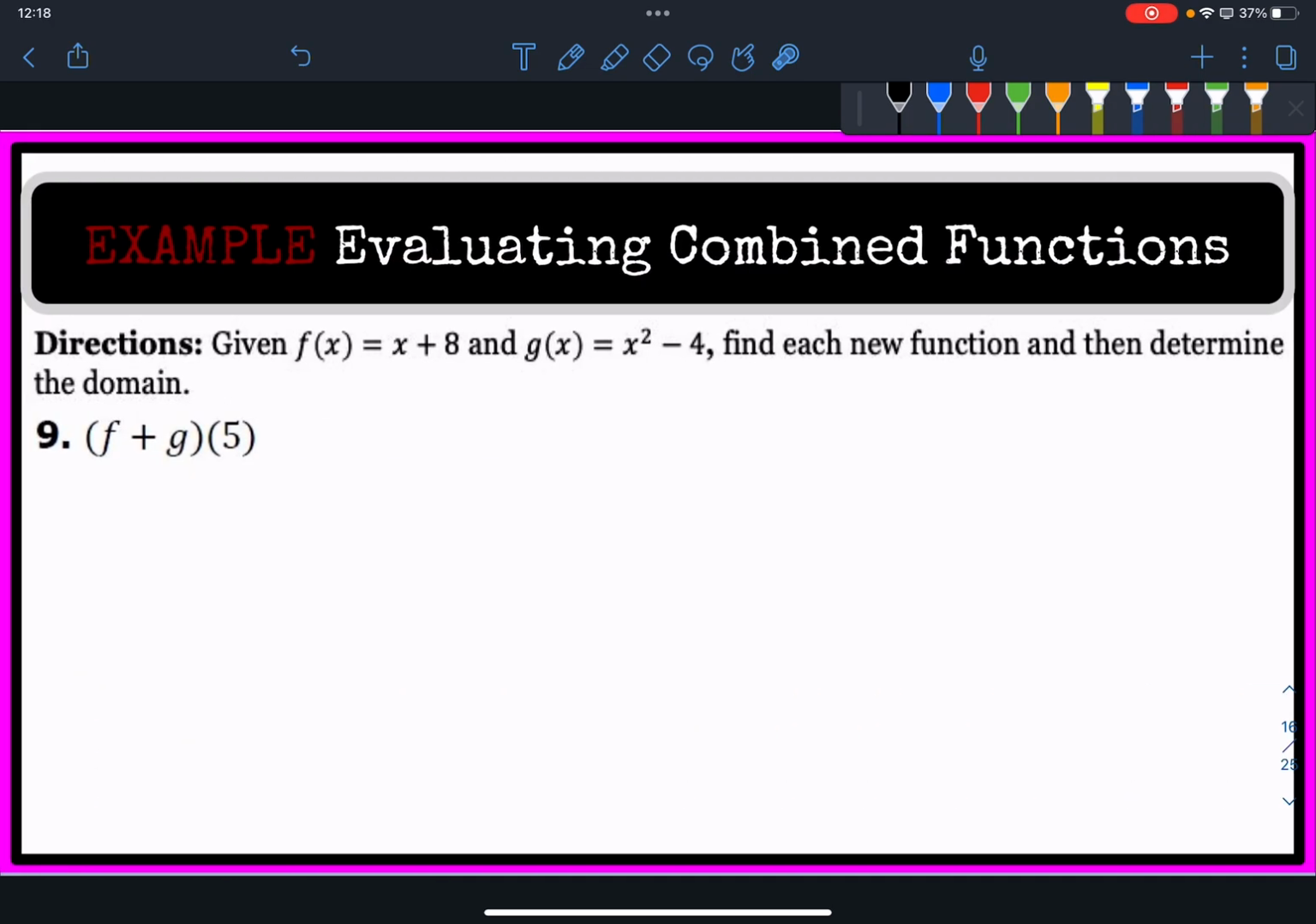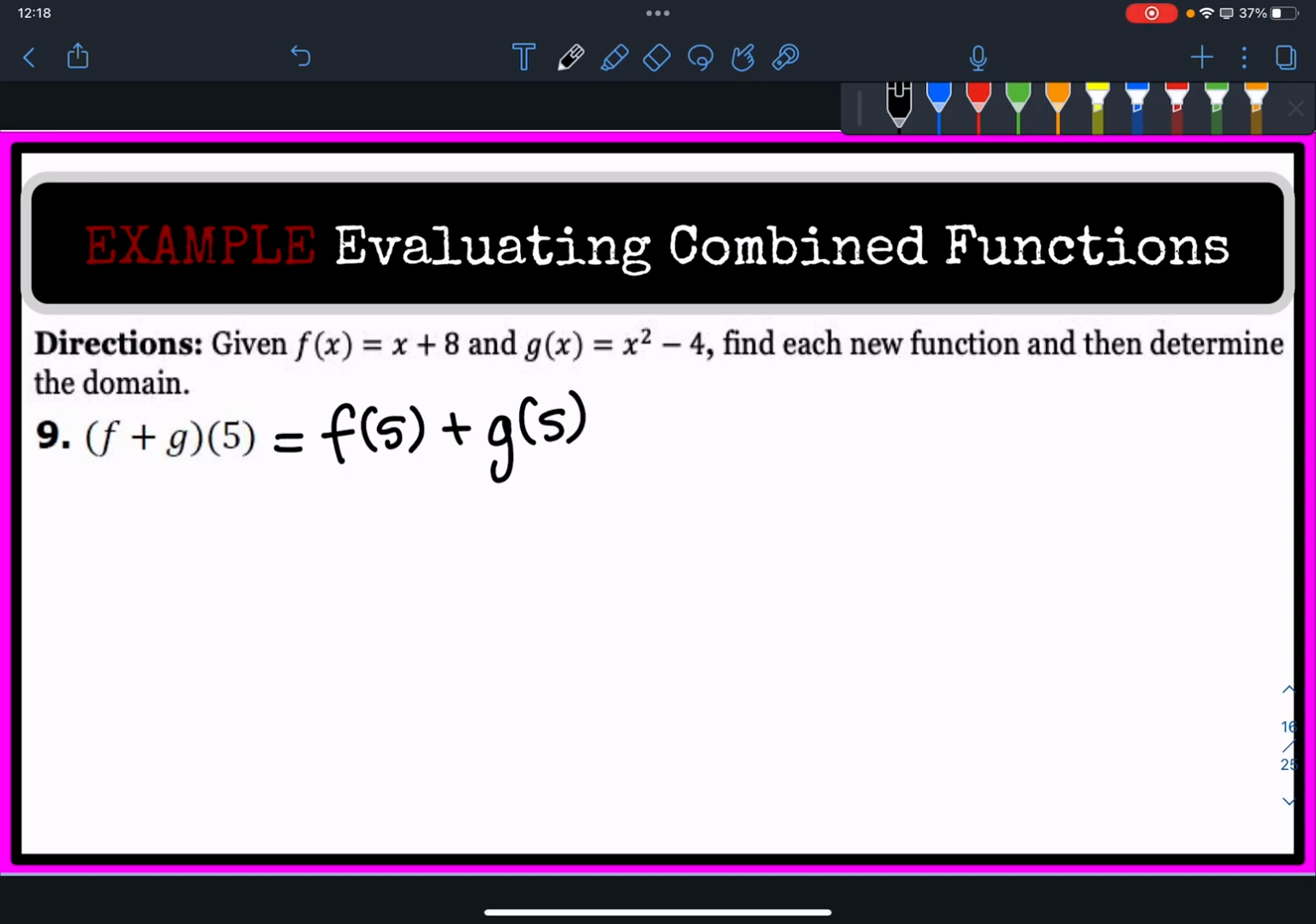All right, let's look at the last two problems. So now in the last two problems, numbers 9 and 10 here, we want to evaluate the combined function. So here I want to add f and g together and then plug in the value of x. So I can do that in that order, okay? Or the other thing I can do is recall that this notation means that I have f of 5 plus g of 5.